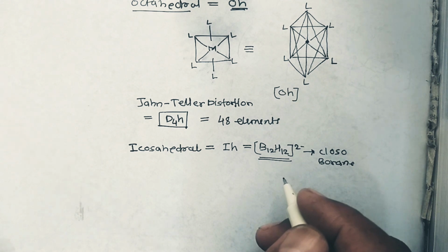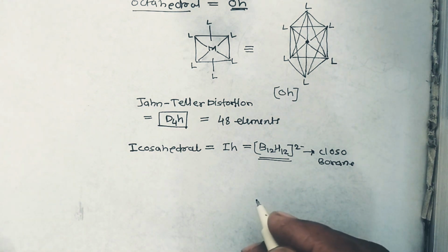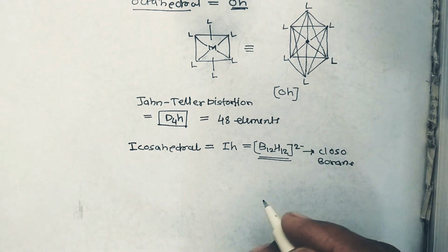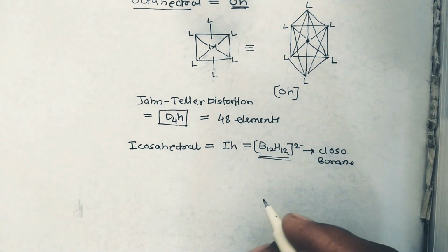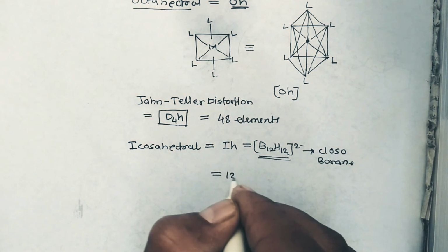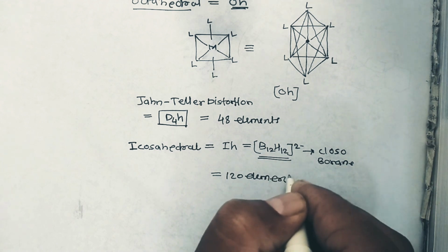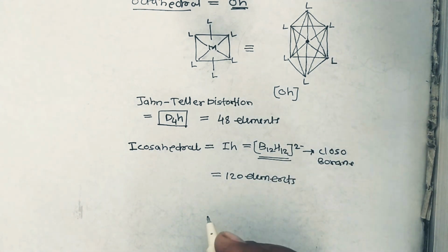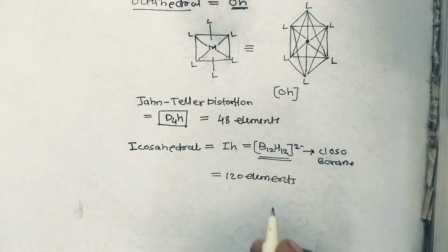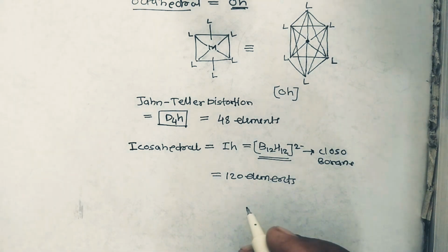The structure is somewhat difficult to draw three-dimensionally on a two-dimensional surface. It has 120 elements. The character table contains 120 elements. Therefore, these types of point groups are very important to study.